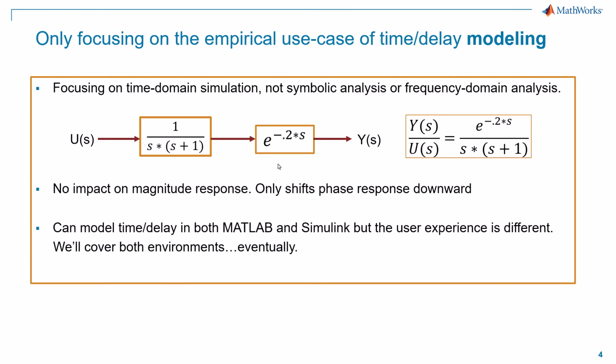So for instance, if you want to put a 200 millisecond delay in a system, that would be modeled as e to the minus 0.2s, where T is the delay value here of 0.2, so 0.2 seconds would be the delay. And of course, as we know, this has no impact on the magnitude response of the system from U to Y, but it does have an impact on the phase. It shifts the phase response downward. You basically lose phase with time delay.